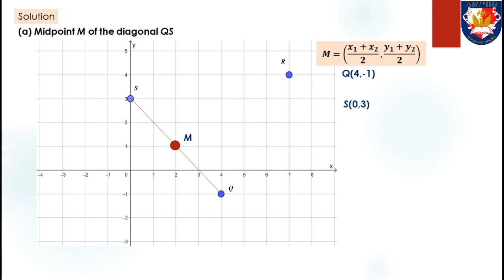From point Q and S, we have the following values of x1, y1, x2 and y2. Substituting the values into the formula, we obtain M equals (4 plus 0 over 2, -1 plus 3 over 2). Simplifying this will give M equals (2, 1). We can verify this point: x equals 2, y equals 1.